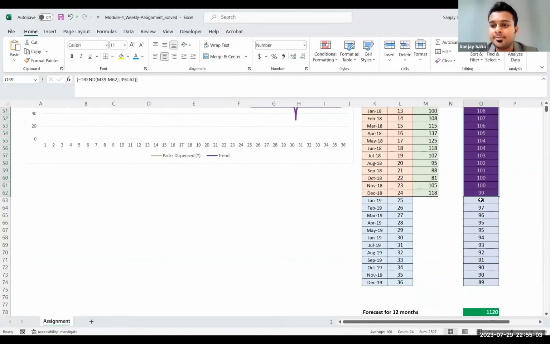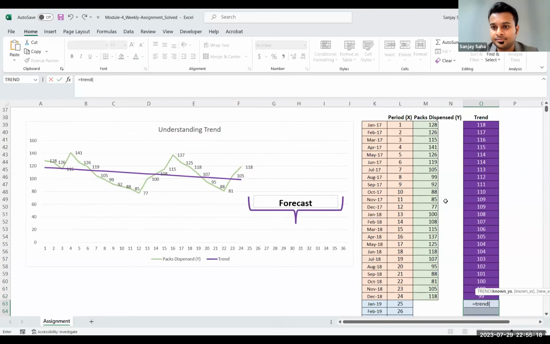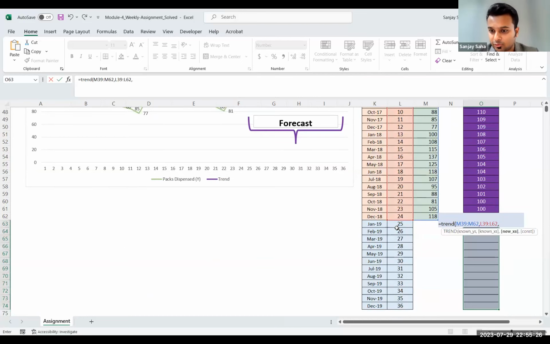To extrapolate it, we need to add one more data set into it, which is the new X. So the new period, the new 12 months. So the function remains the same. Trend, known y, which we did before, then known x's. Now we need to put new x, which is the next 12 months, month 25th to 36th. Then again, same thing, Control Shift Enter.